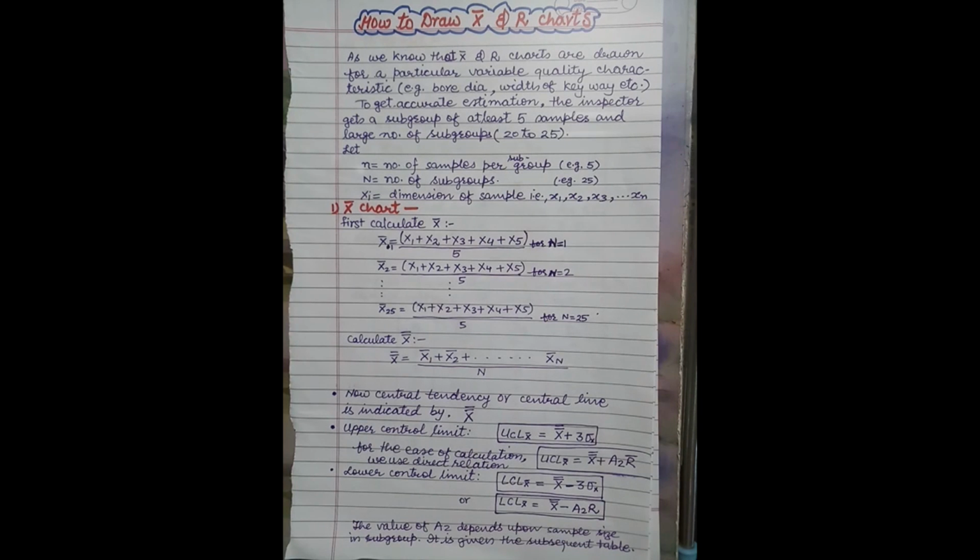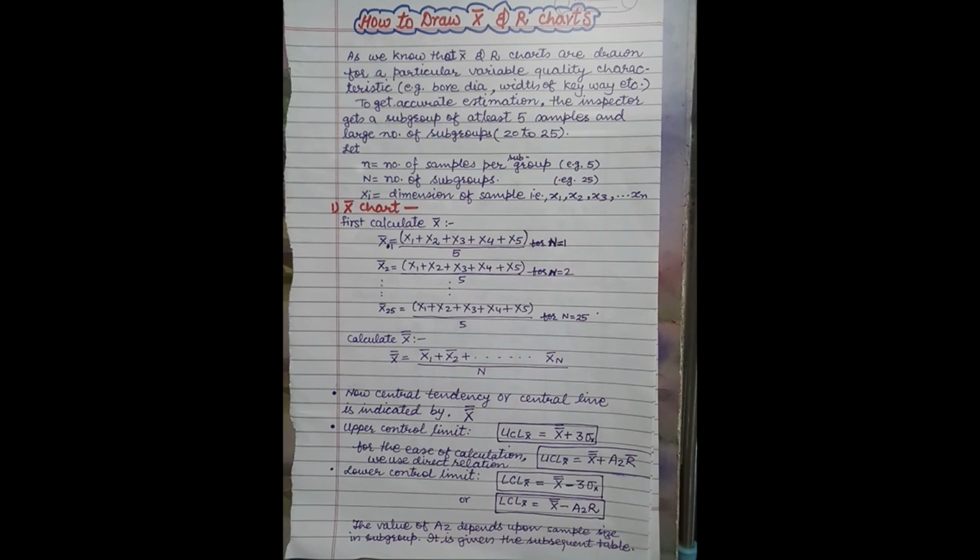Here we are going to discuss how to draw X bar and R charts. These are statistical quality control charts for variable type of quality characteristics. It means if we are producing a component on any machine and any process is done like boring or keyway cutting or threading, then that quality characteristic is a measurable quality characteristic like dimension, boring, length, diameter, or anything else.